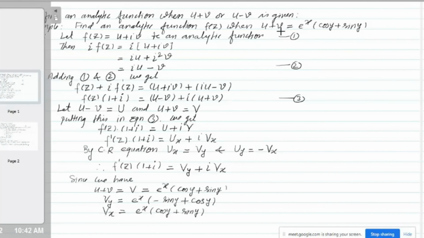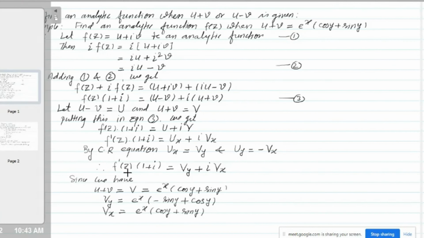So here instead of u plus v, if u minus v is given to you, then what happens? Again, you will let the function f of z equal to u plus iv be an analytic function, then multiply by I on both sides, then again add. This is equation number one and this will be equation number two. If you add both, you will get u minus v and u plus v. Okay. Then you will let u minus v equal to u and u plus v equal to v. So this time your function will be u minus v.